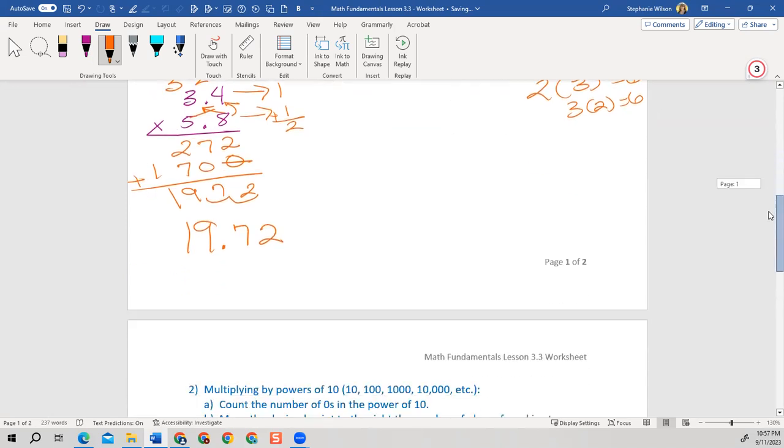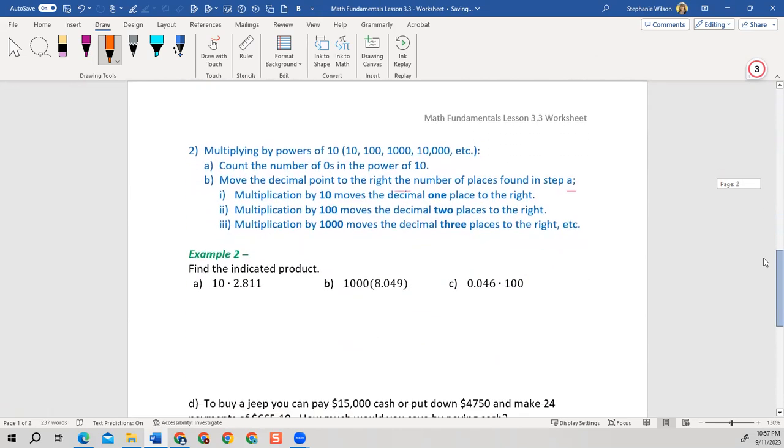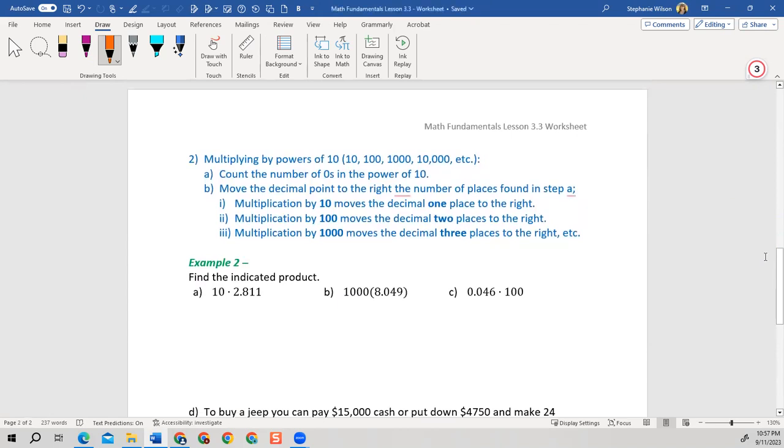Okay. So let's look here. This one here is just telling you about multiplying by powers of 10. So if I multiply by powers of 10, it is growing. It's making it bigger. And if we multiply by powers of 10, 100, thousands, and so on, then we're going to move the decimal. We're going to move it to the right, however many places there are zeros. So when I multiply by 10, that's 1 zero. So I'm going to move it 1 place.